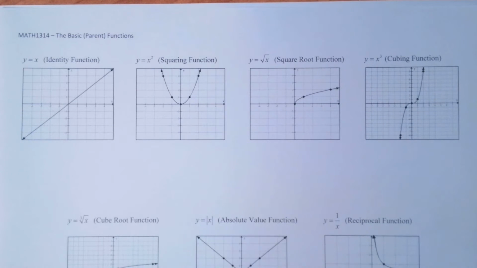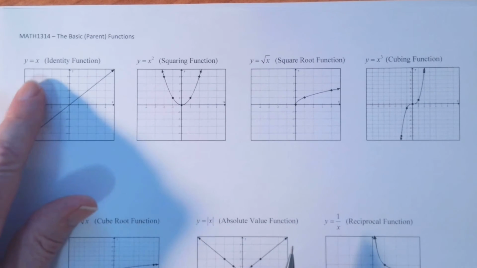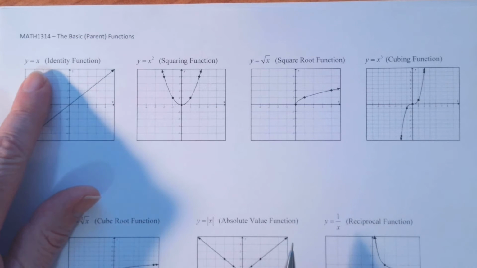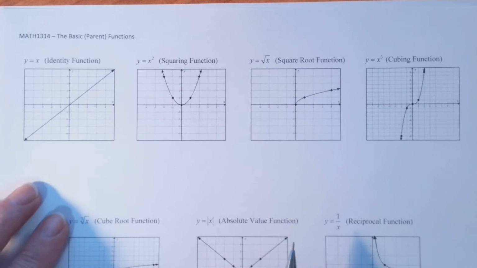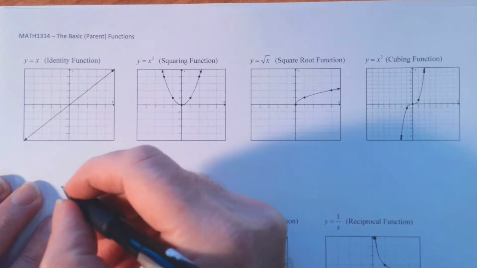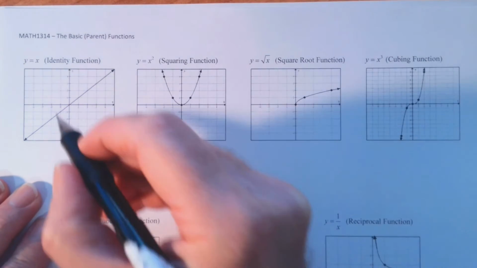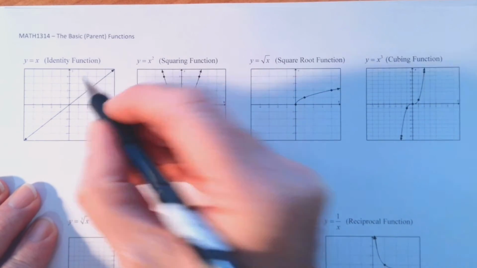In this video, we're going to look at the basic or parent functions. And so let's go ahead and get started. Now, if you look at the first one here, y is equal to x. This is called the identity function because x and y are the same. So every point on this graph has the same x and y values. So you can see 0, 0, 1, 1, 2, 2, and so on.